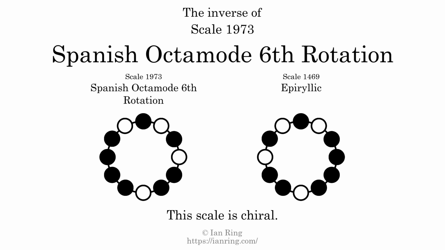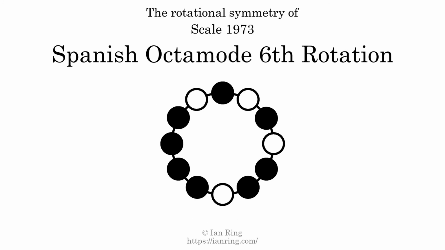The inverse of a scale is a mirror image. It is what you get when the sequence of intervals is reversed. The inverse of this scale is scale 1469, also known as epirylic. This scale is chiral. It cannot transform into its inverse by rotational transformation. This scale has no rotational symmetry.